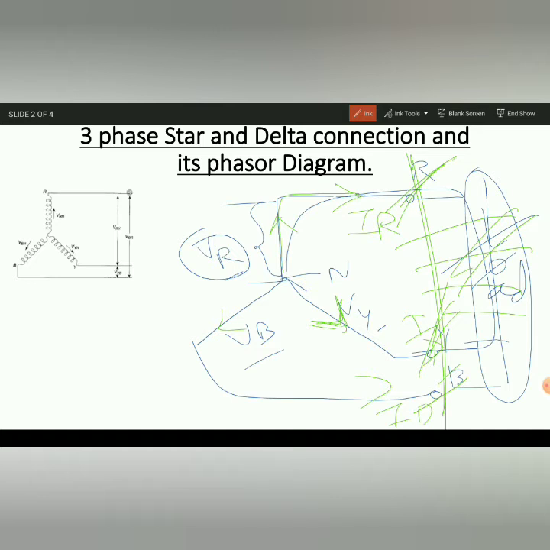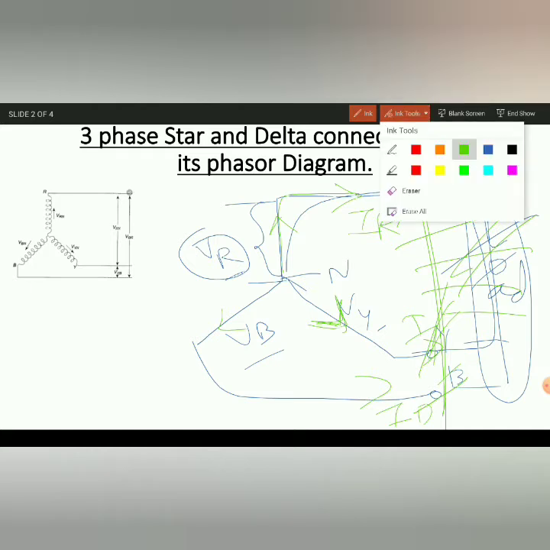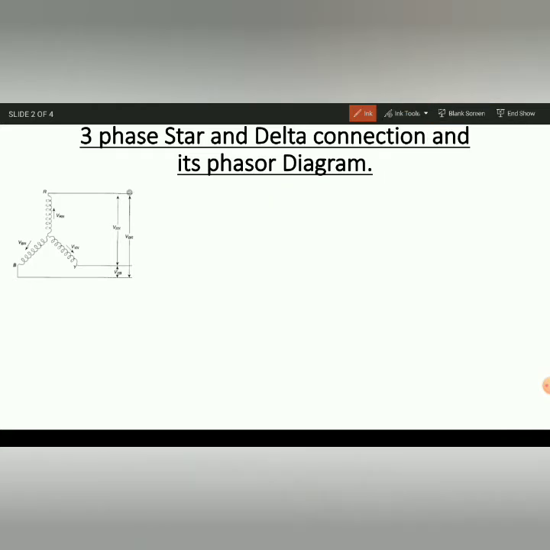Now one confusion will be there. When I have to find out a phase voltage, why can't I use the line voltage directly in the calculation? Why do I have to convert? For that purpose, let us talk about a simple thing.